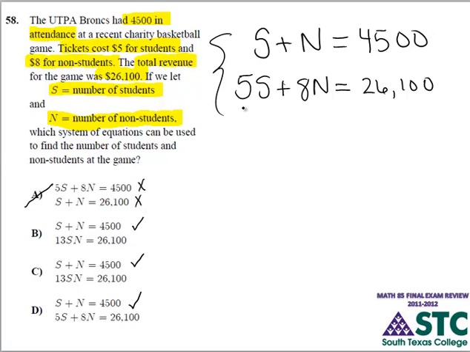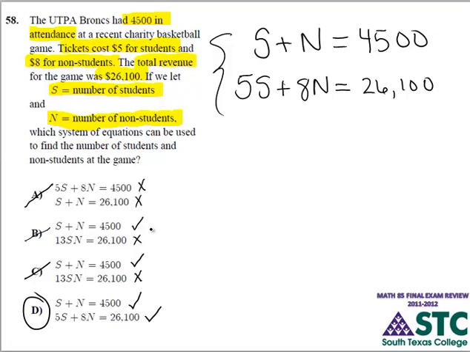So we are looking for the system that says 5S plus 8N equals 26,100. So letter B does not have this as part of the system. Neither does letter C. Letter D does, however. We see it right here at the bottom of this system. So our systems happen to match. So letter D is the best answer choice.